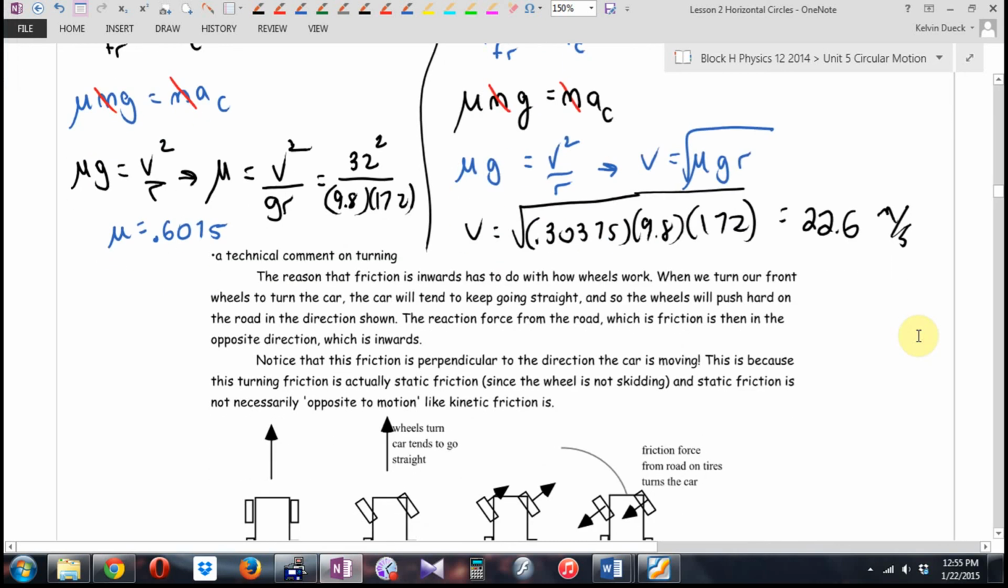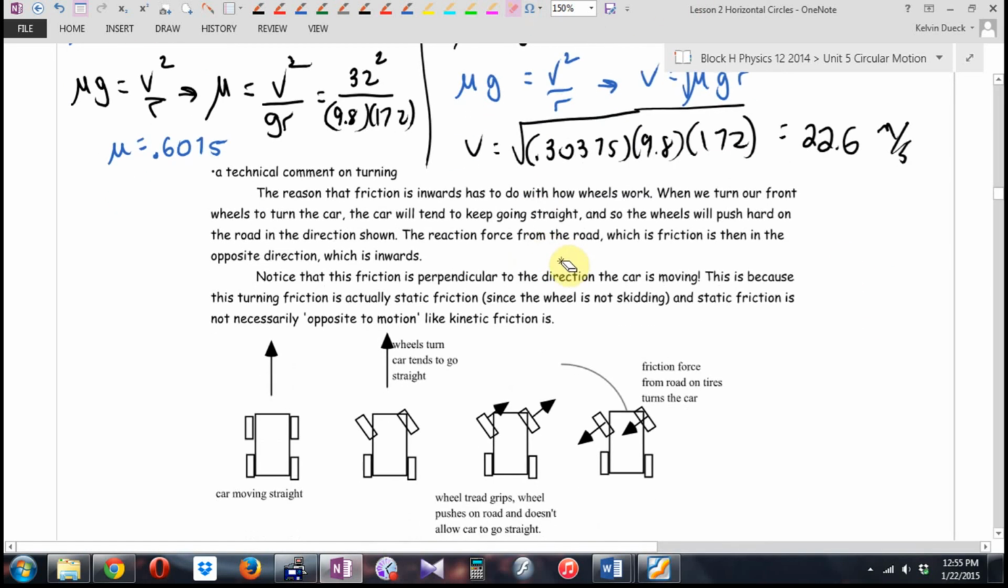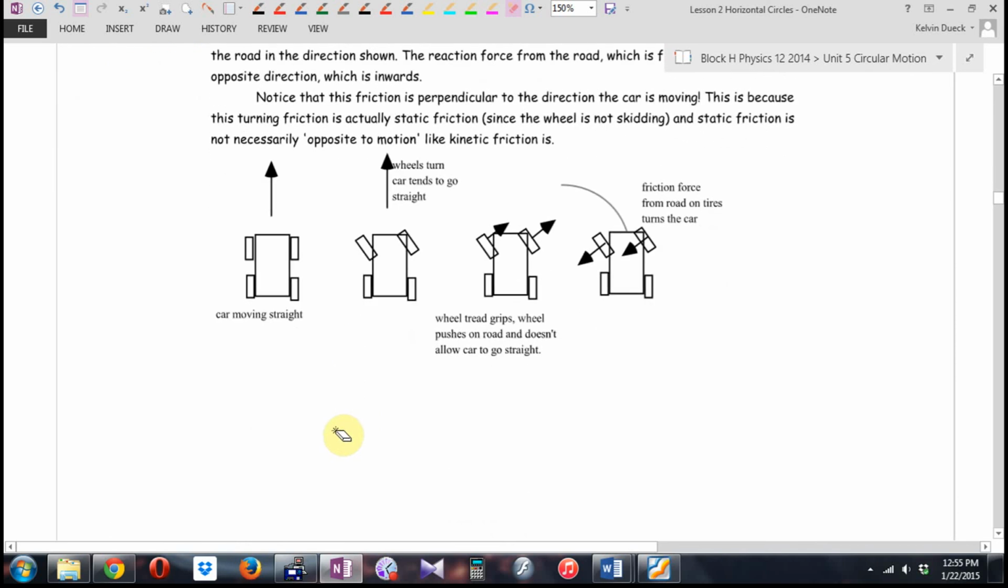Technical comment on turning. The reason that friction is inwards really has to do with how wheels work. So if you look at my picture here, when you turn the wheels, your car wants to keep going in a straight line at a steady speed. So the wheel tread applies the force in that direction if you add up the vectors. And forces come in pairs. The road then applies the force in this direction towards the center, and that's what turns the car.